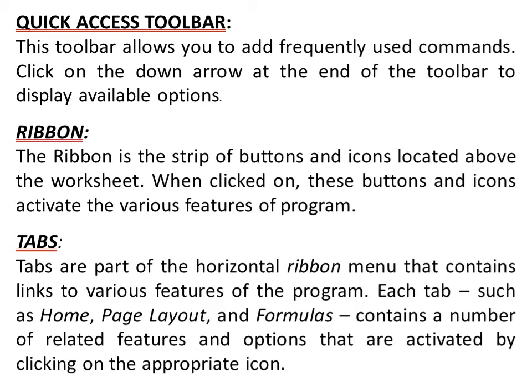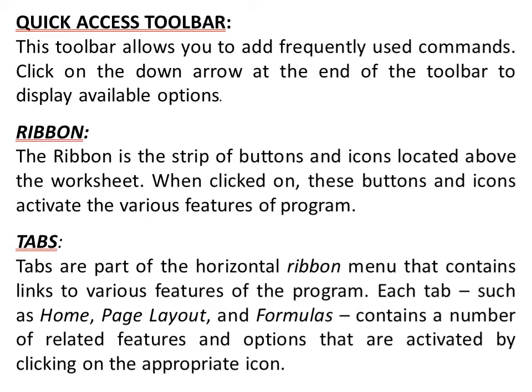First one is quick access toolbar. This toolbar allows the user to add frequently used commands. This can be done by clicking on the down arrow at the end of the toolbar to display available options on the quick access toolbar. Second one is ribbon. The ribbon is the strip of buttons and icons located above the worksheet or the formula bar. When clicked, the buttons and icons on this ribbon activate the various features of a program.